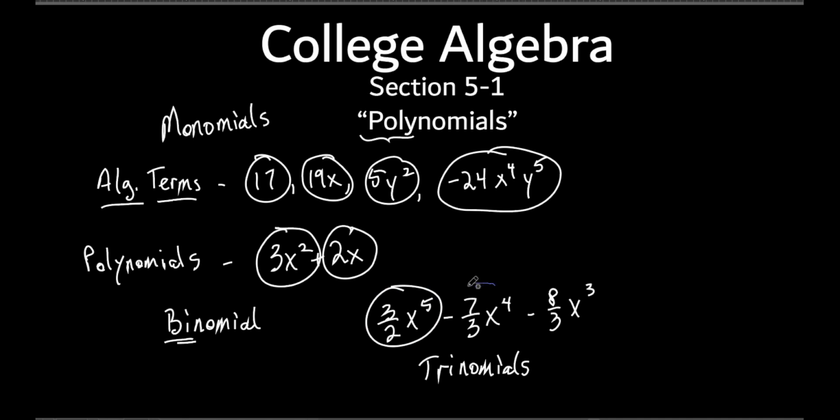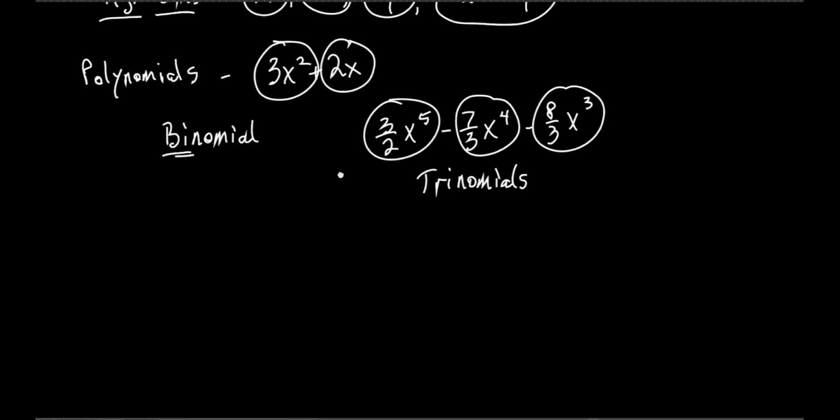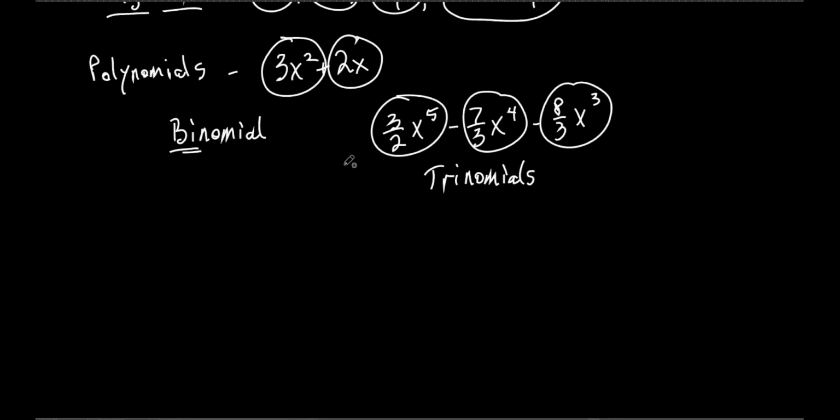So that's one term. That's being subtracted from this. That's a second term. This is being subtracted from that. That's a third term. So those are your 3 terms. Therefore, it's a trinomial. Okay? Here's something that's not a polynomial, because it looks like everything could be a polynomial, right? But here's something that's not a polynomial.